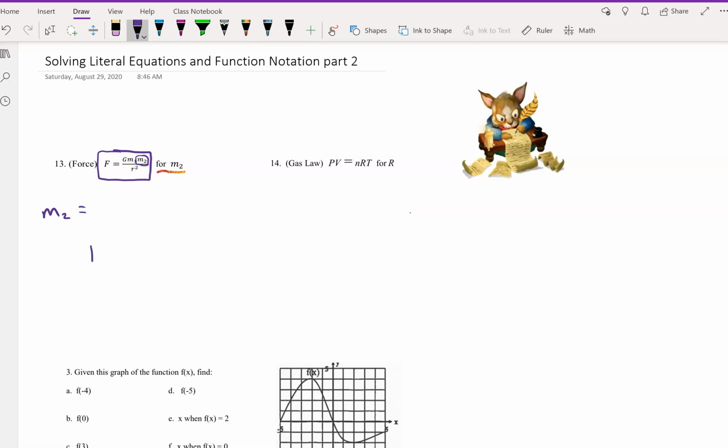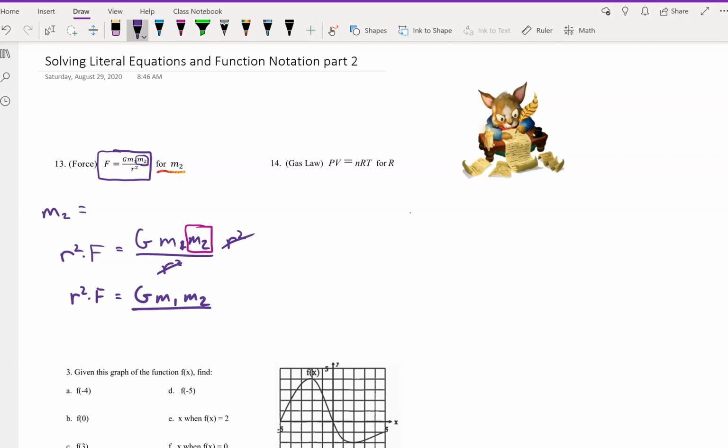So I'm going to start by multiplying both sides. I think that's an m sub 1 and an m sub 2. We're going to multiply both sides by r squared. Okay, so we're going to get rid of the divided by r squared. And again, remember, the thing we're trying to do is to get this term by itself when you're solving a literal equation. Okay, so what we have left at this time is r squared times f is equal to g m sub 1 m sub 2.